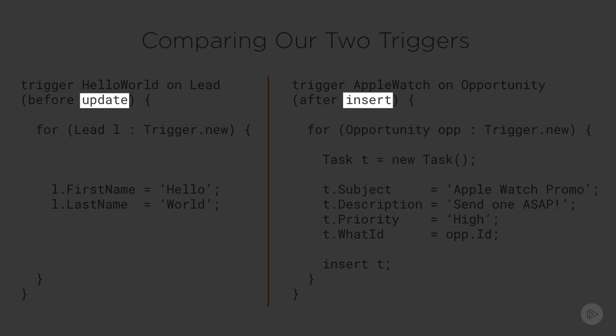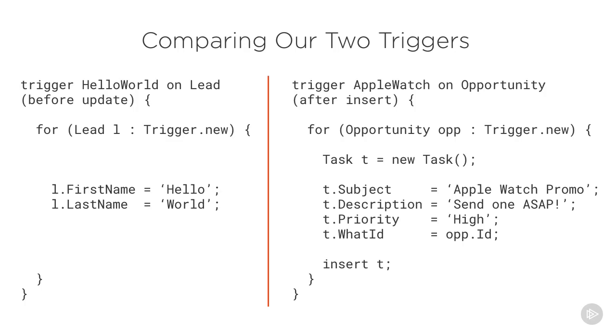But one interesting thing here is that Hello World runs before the event happens, while Apple Watch runs after the event happens. This is a very important distinction for you to recognize and understand, but hold this thought for a moment while we cover the rest of the differences.